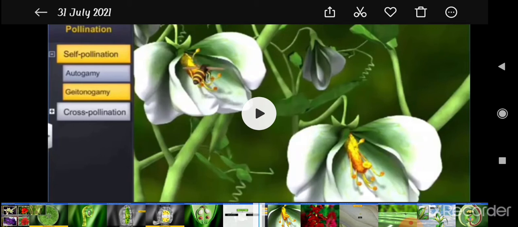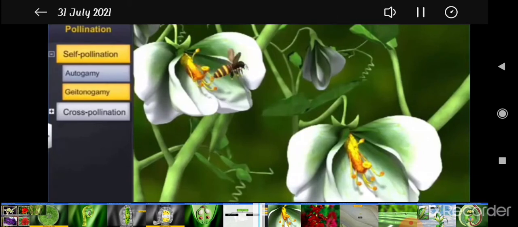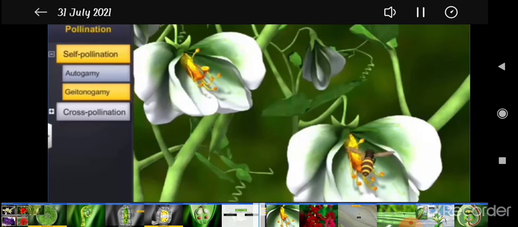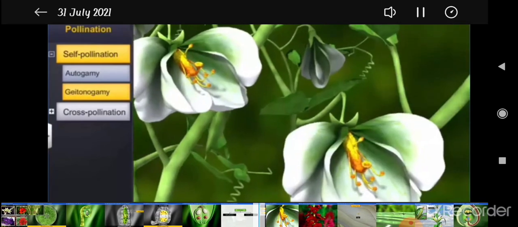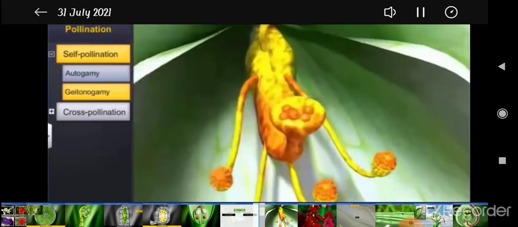Now next is geitonogamy. In geitonogamy, the second type of self-pollination, pollen is transferred from the anther of one flower to the stigma of another flower of the same plant.